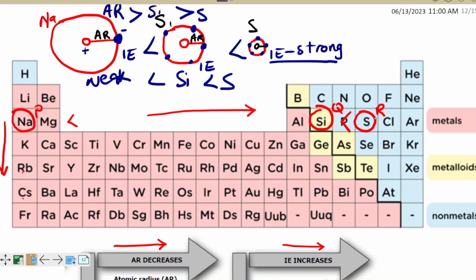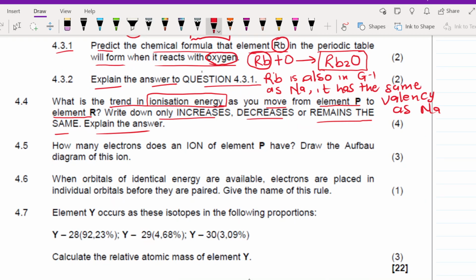So those atoms that are far on the right have a stronger ionization energy because they have a shorter atomic radius. The atoms that are on the left have a weak ionization energy because they have a greater atomic radius. I hope this makes sense. So that's what we need to do to answer this question. What is the trend in the ionization energy?